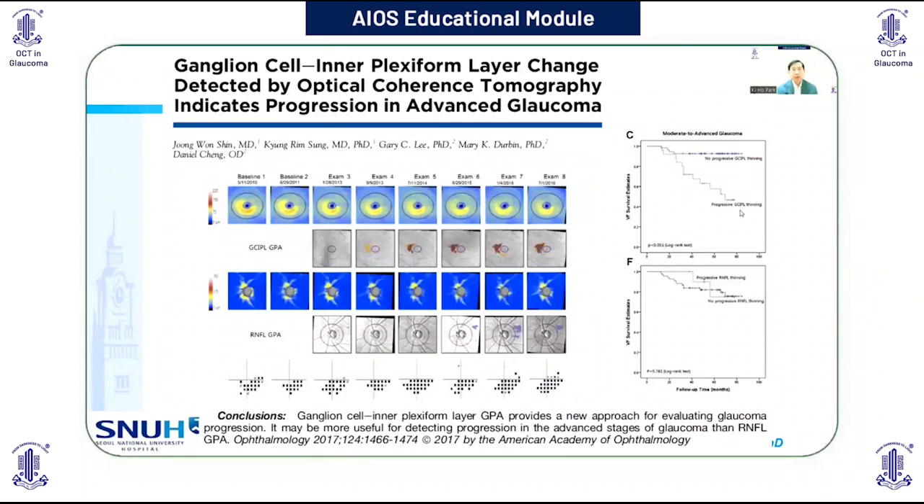And ganglion cell inner plexiform layer analysis can be helpful in moderate to advanced glaucoma progression detection. As you can see in this survival curve analysis, in moderate to advanced glaucoma, GCIPL thickness showed better diagnostic ability to detect progression compared to the RNFL thickness.